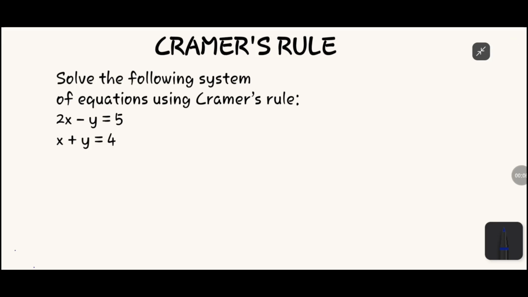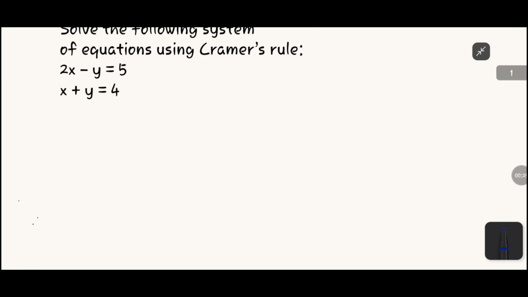In today's video, we're using Cramer's rule to solve simultaneous equations. So Cramer's rule is a method of solving simultaneous equations using determinants. The first question says, solve the following system of equations using Cramer's rule: 2x minus y equals 5, x plus y equals 4.